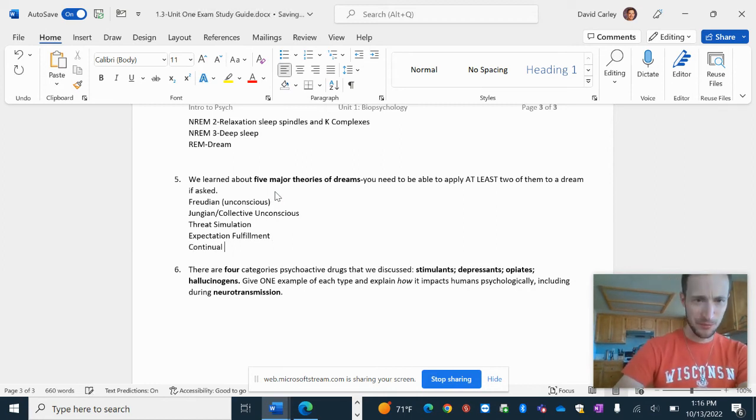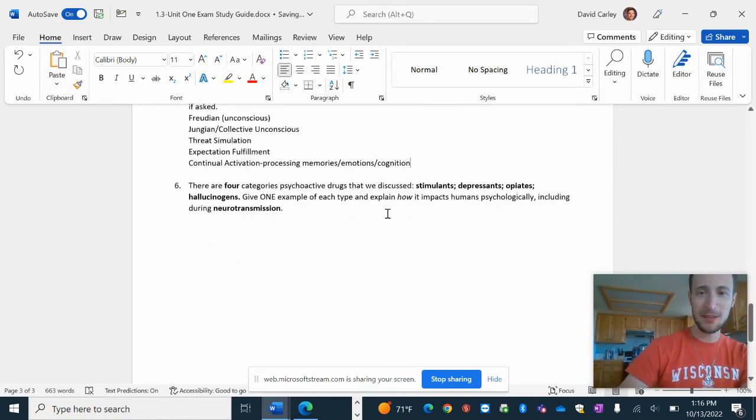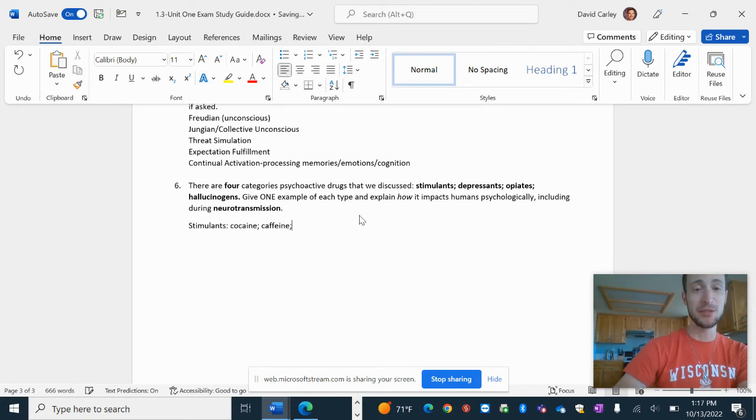And then continual activation, which is about processing memories, emotions, cognition, thoughts over time, things like that. Four categories: stimulants, depressants, opiates or narcotics, and hallucinogens. One example of each. This is all your drug chart. You've got to talk about neurotransmission. Stimulants: we learned about cocaine, which is related to dopamine, caffeine, which is related to adenosine, and MDMA, or ecstasy, which is also technically a hallucinogen, but it's related heavily to serotonin and dopamine as well.